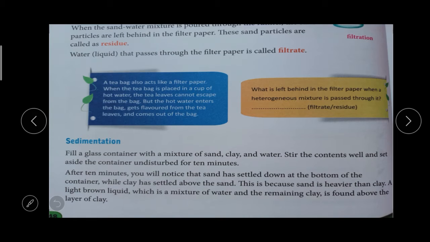If we mix the sand and clay in the water, the liquid color also changes, right? It is light brown, which is a mixture of water and the remaining clay found above.